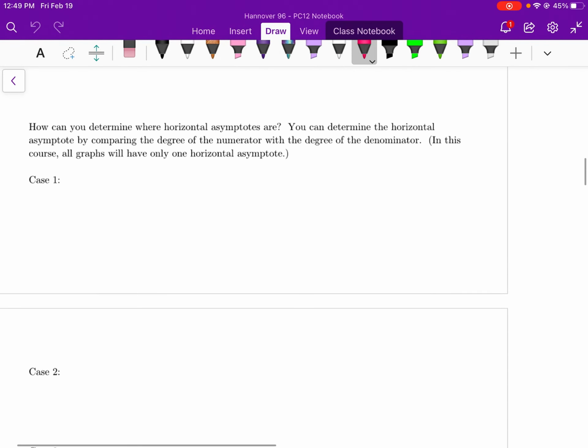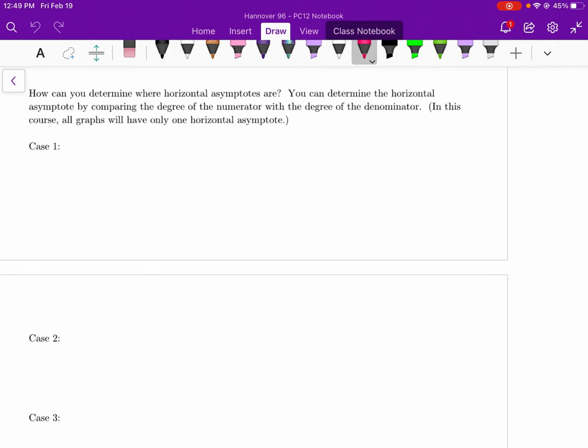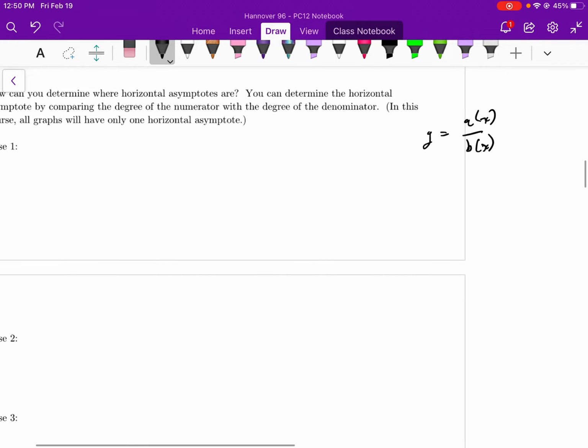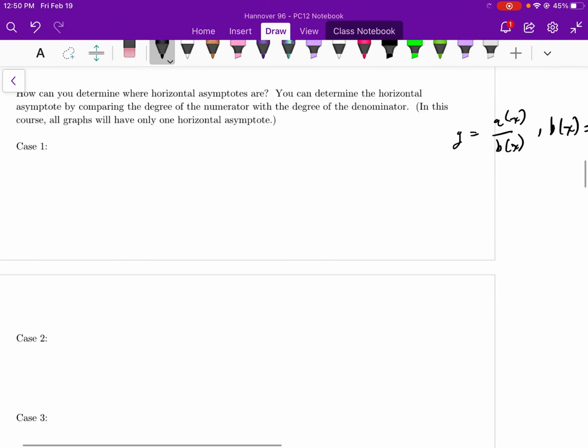So we took a look at where vertical asymptotes occur. Now I'm going to take a look at where horizontal asymptotes may occur. You can determine the horizontal asymptote by comparing the degree of the numerator with the degree of the denominator. That is, if we have a function y is equal to a(x) over b(x), where a(x) and b(x) are polynomials respectively, and provided that b(x) cannot be equal to 0, which I feel is an important statement to make, we really look towards the degree. And there's going to be three cases.